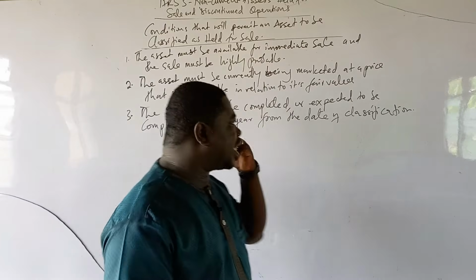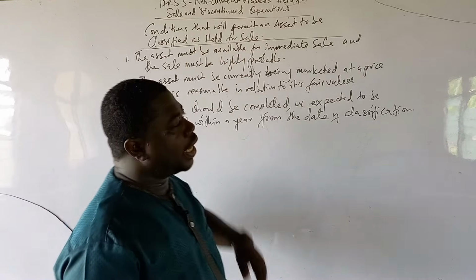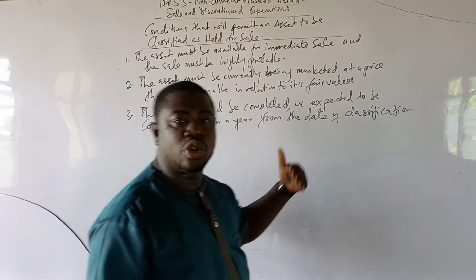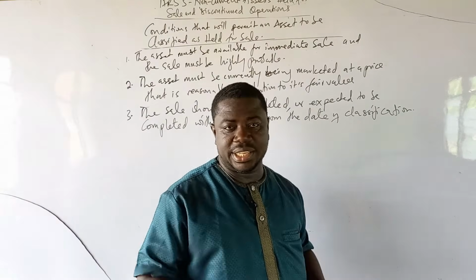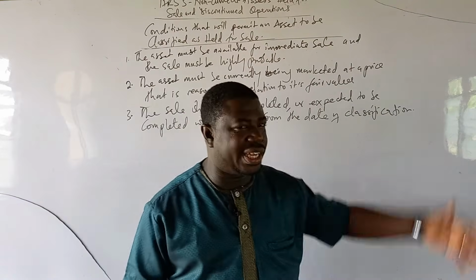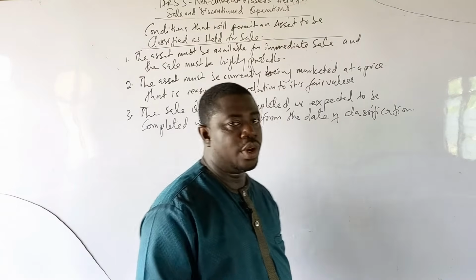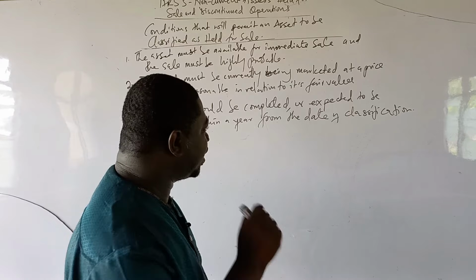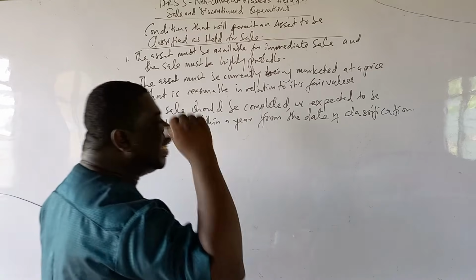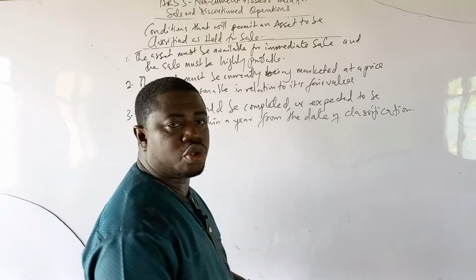So if you want to classify an asset today in your books as held for sale, and any of the first two is even qualified, but the third point is not satisfied, for example, you are marketing it at a reasonable price, it's ready for sale, but the sale is expected to be completed in 2 or 3 years' time, the standard does not permit you to classify such an asset as held for sale. For you to be able to classify an asset like that as held for sale, the sale should be completed or expected to be completed within a year from the date that you have classified it. That is what it means. So you should also note that condition.